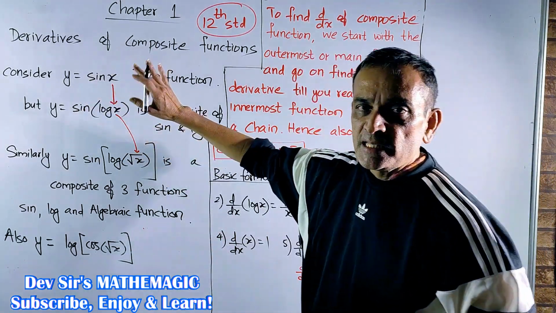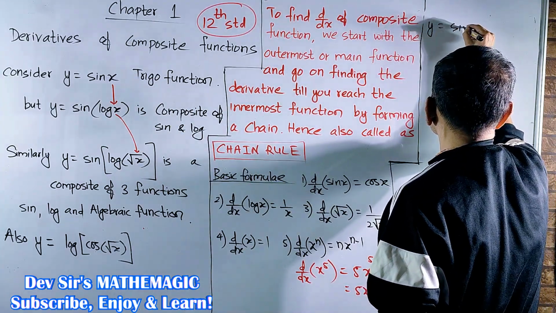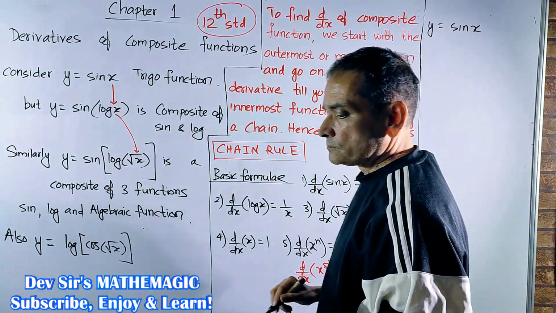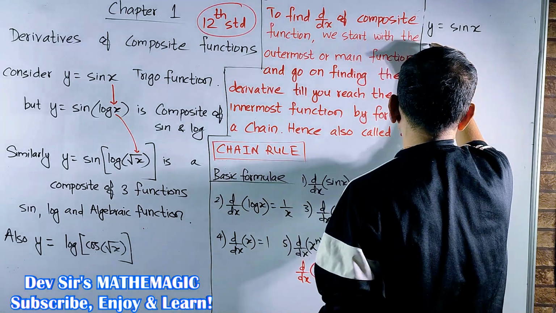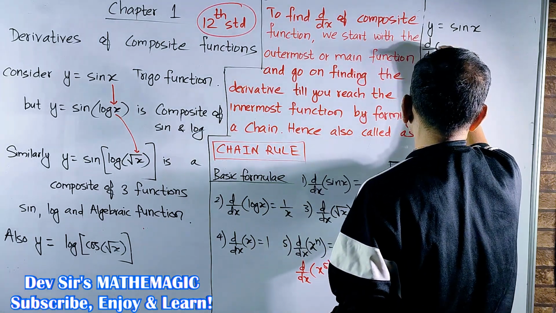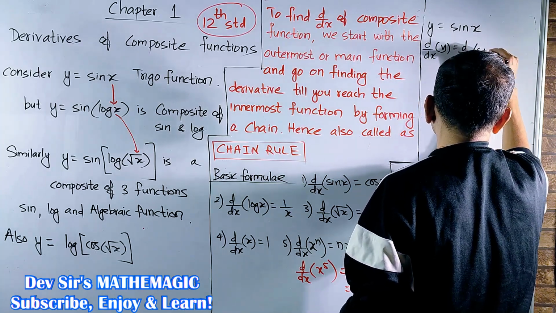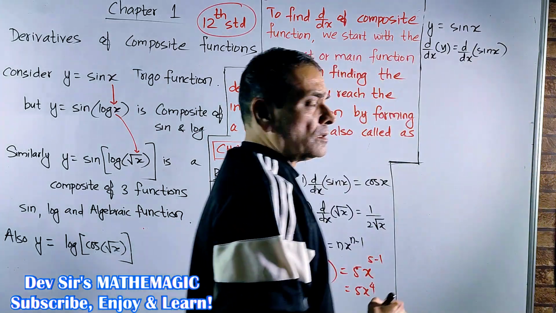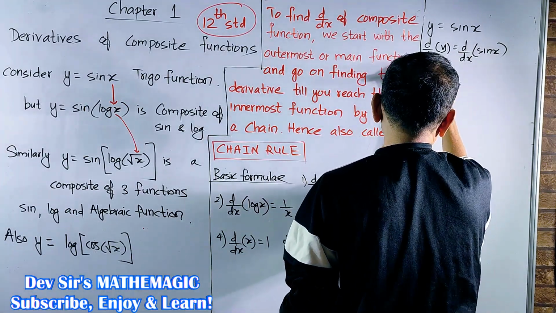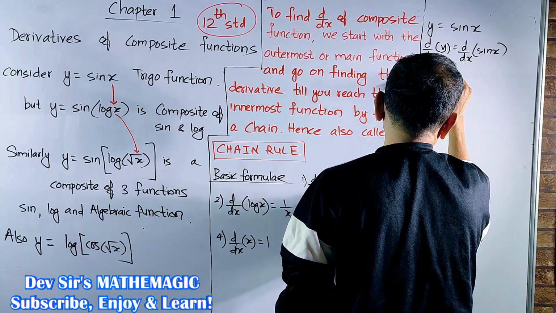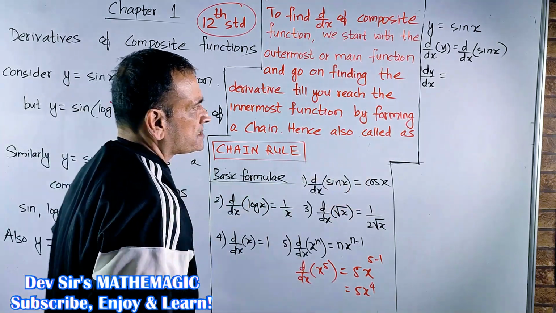Let's start with this first, basic function. डेरिवेटिव कैसे लेते हैं? दोनों तरफ d by dx, d by dx of y, d by dx of sin x, cos x.